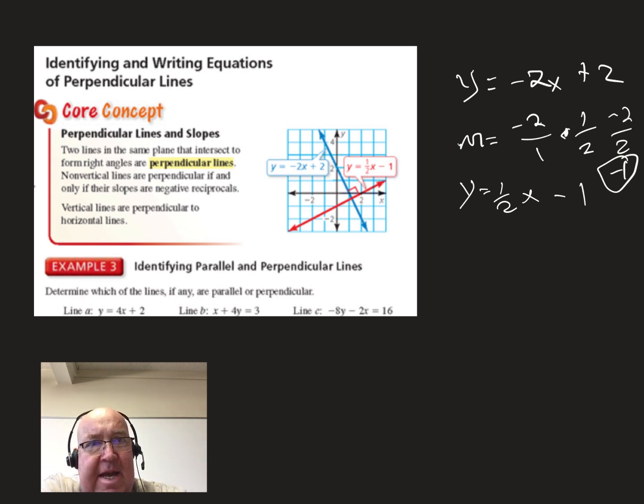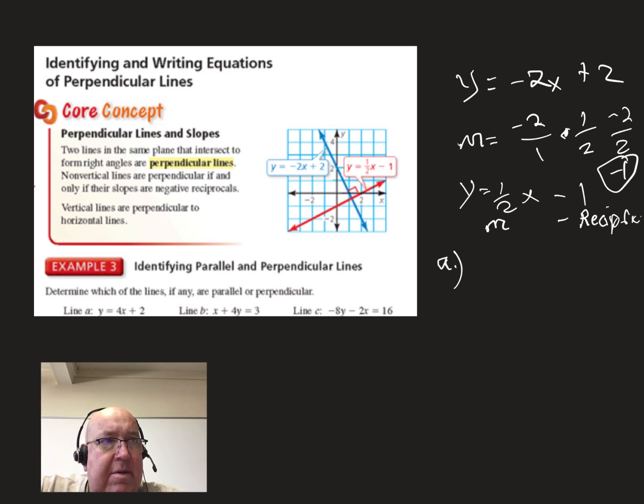So let's look at line A in our examples. We want to see which lines are parallel and which lines are perpendicular. All right, so line A, our value of slope is 4. The negative reciprocal of that is negative 1 over 4.